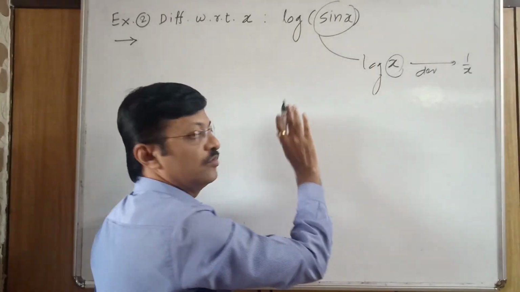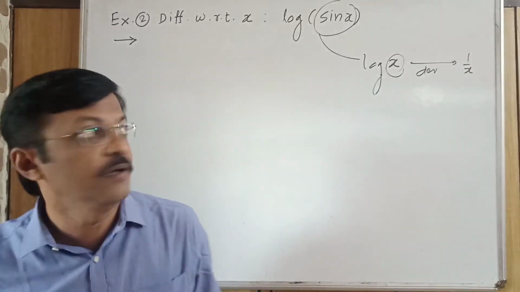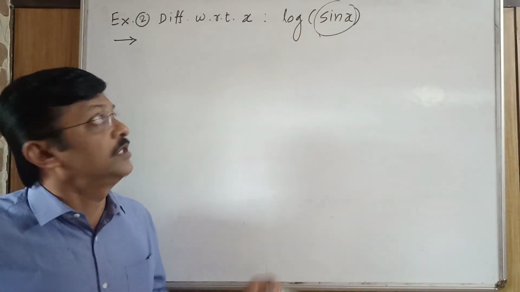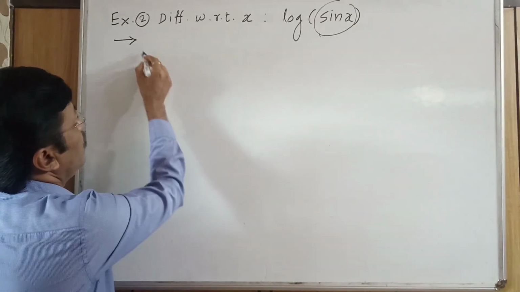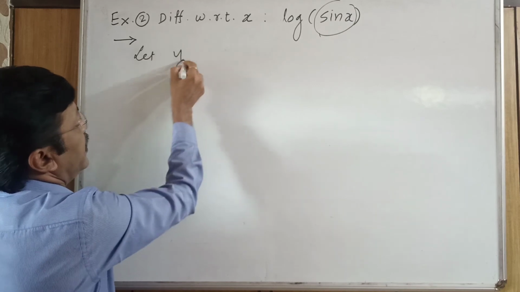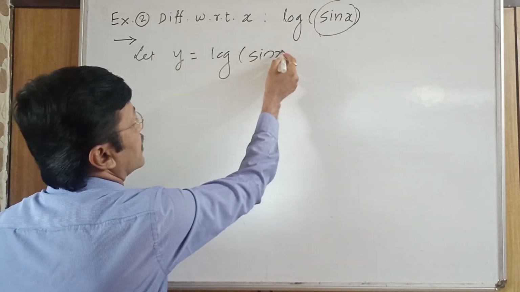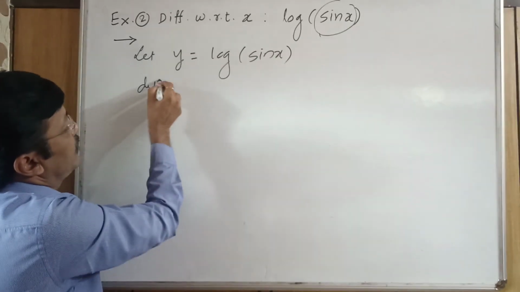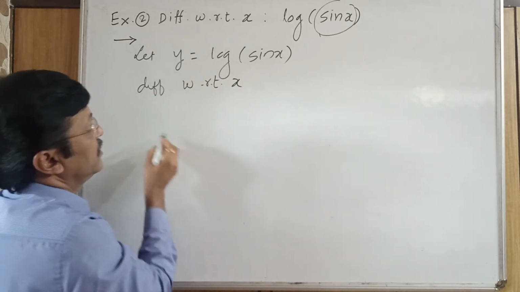So remember these two or three things while answering. So let us see the answer. We have to differentiate log of sine x with respect to x. So what we do normally is we take y is equal to log of sine x. Then our work starts. We write, normally, differentiating with respect to x, and then proceed.